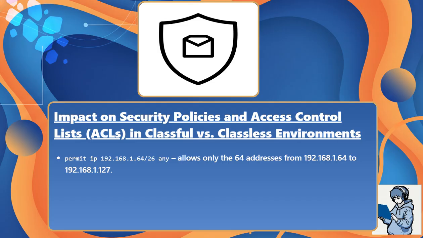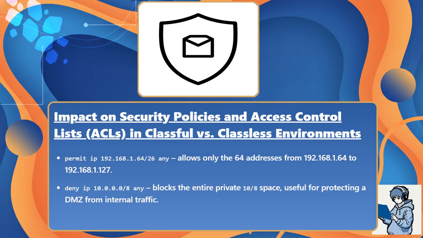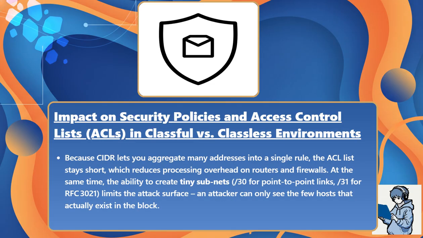192.168.1.64 to 192.168.1.127. Deny IP 10.0.0.0/8 any. Blocks the entire private 10/8 space. Useful for protecting a DMZ from internal traffic. Because CIDR lets you aggregate many addresses into a single rule, the ACL stays short, which reduces processing overhead on routers and firewalls. At the same time, the ability to create tiny subnets, /30 for point-to-point links, /31 per RFC 3021, limits the attack surface. An attacker can only see the few hosts that actually exist in the block.